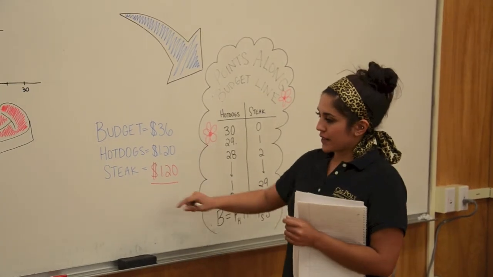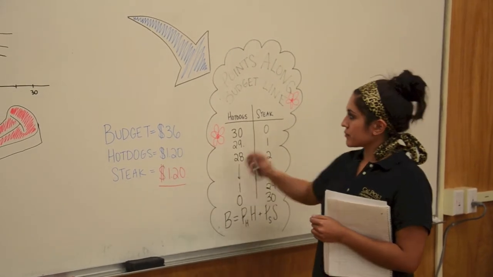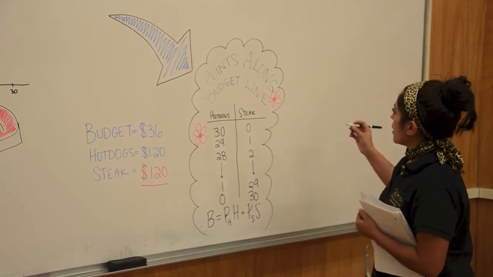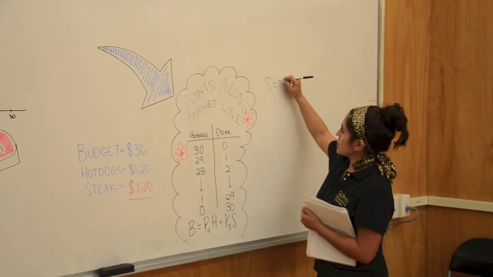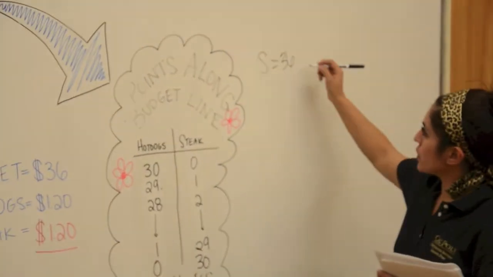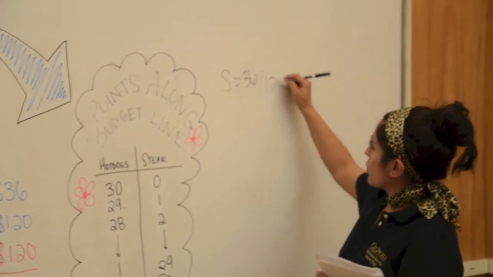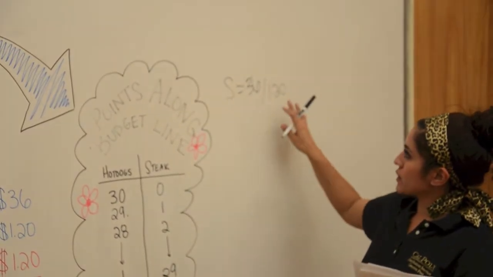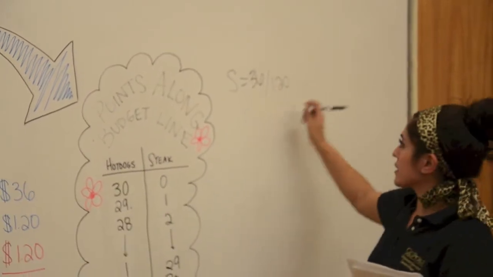We're gonna change the price now of steak, and it's gonna go to $1.20. So now we have to create a new budget line. So we'll start with steak, and so our maximum budget is $36, and the price of steak is $1.20. So we want to figure out what is the maximum amount of steaks we can buy at $1.20 for a budget of $36.